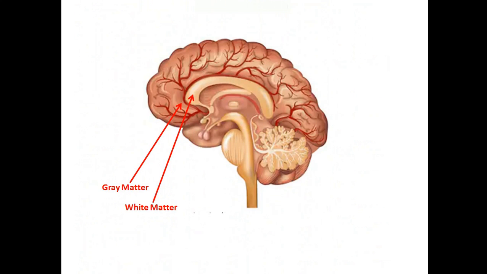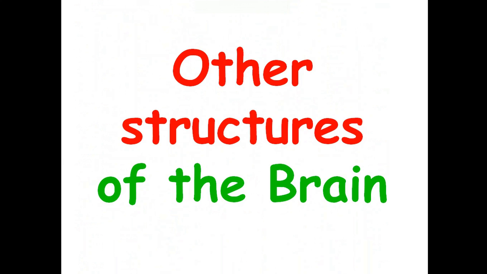Well, we are back in the previous diagram and I would like to add two more structures to it. The gyrus and the sulcus. Look carefully, the folds are gyrus, and the depressions between the folds are sulcus. Let us look at some of the other structures of the brain.